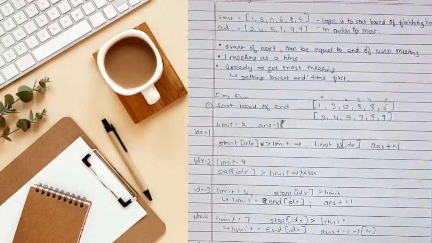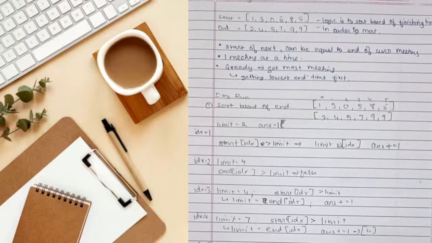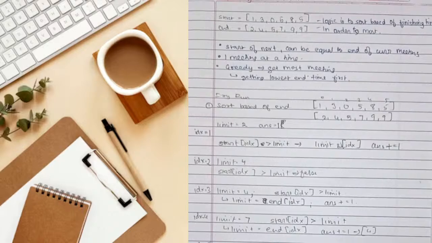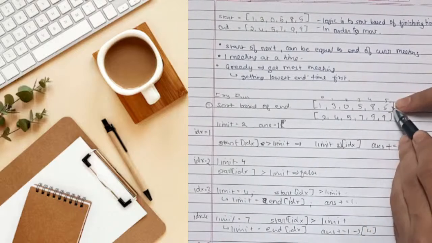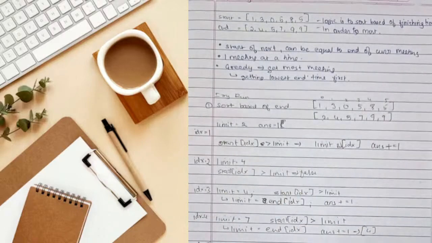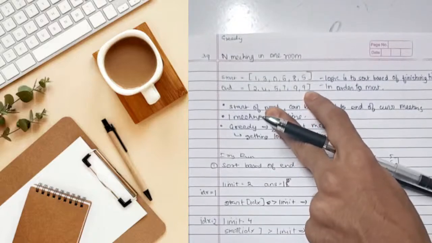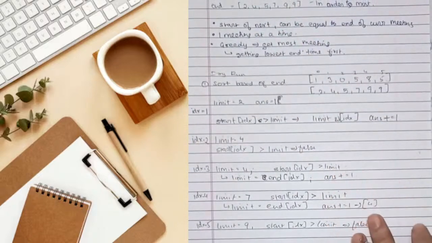In index 5, limit equals 9. Start of index is greater than limit, which is false, because 5 is not greater than 9. So we will continue. So our answer for this question is going to be 4.